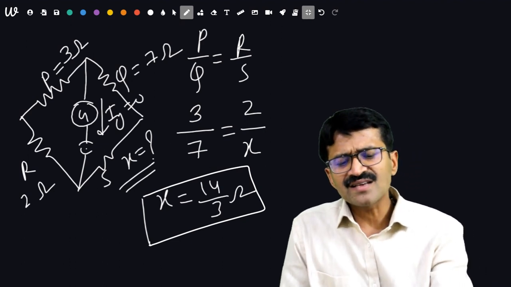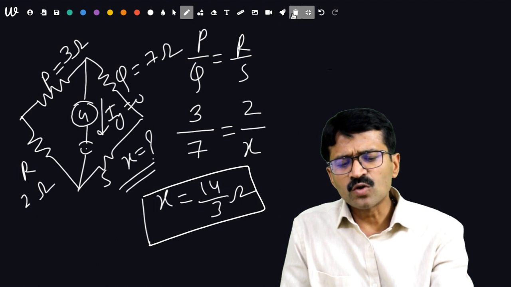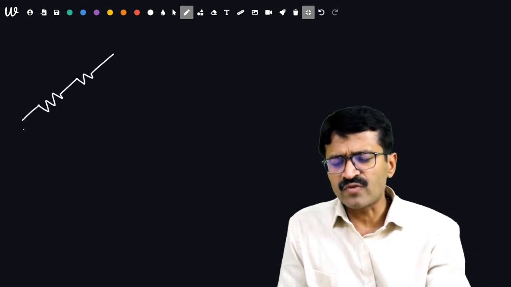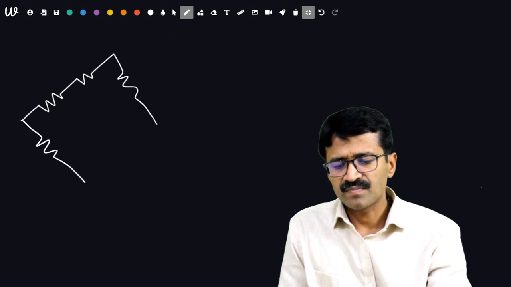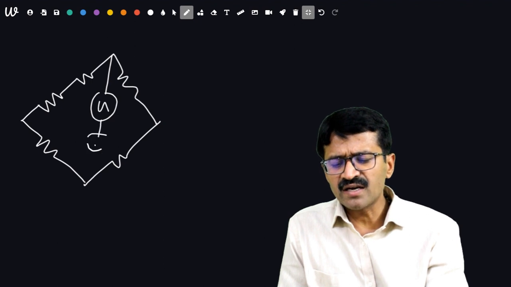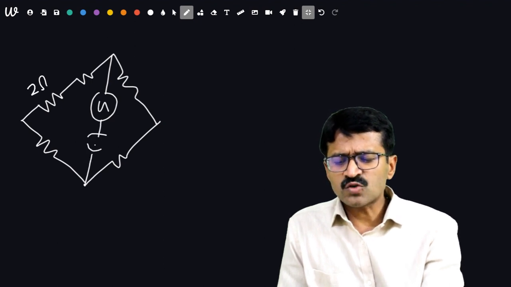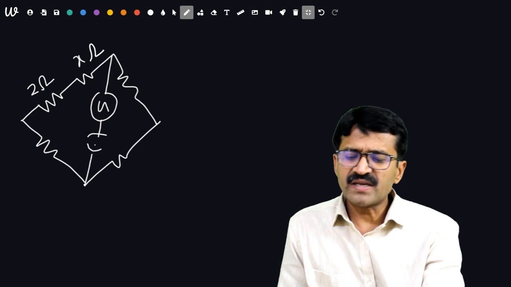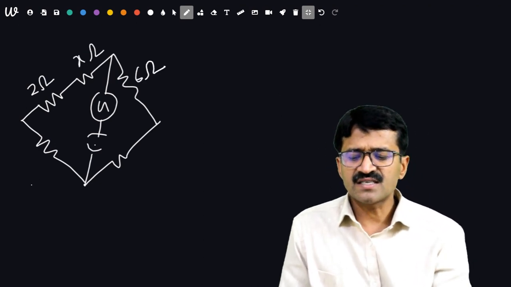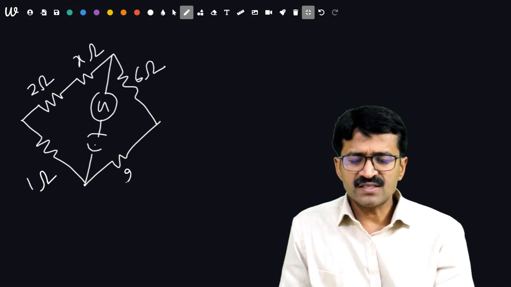Now we shall discuss another application of Wheatstone bridge. You have a Wheatstone bridge in this way. It has a particular galvanometer. It is 2 ohm resistance. It is X ohm resistance, which is required to find. It is 6 ohm resistance. It is 1 ohm. It is 2 ohm.